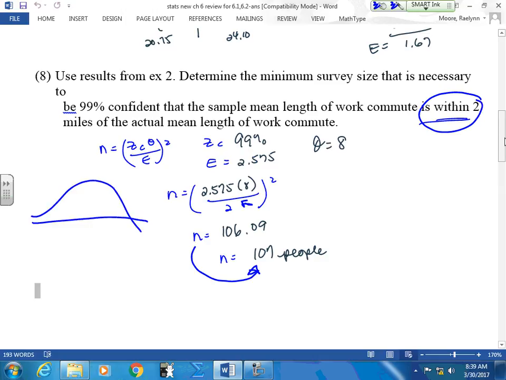2.575? That came from here. 99% was in here. Because this is a Z-score, not a T. So put this in your inverse norm. You could probably use 2.58. Is that what you use? This one just has the 3 decimals, but whatever one you want to use. Okay, tomorrow's a test.